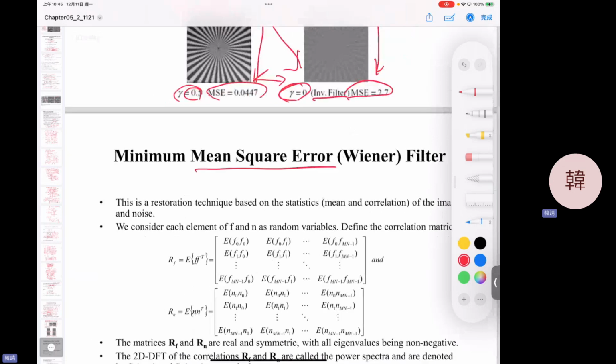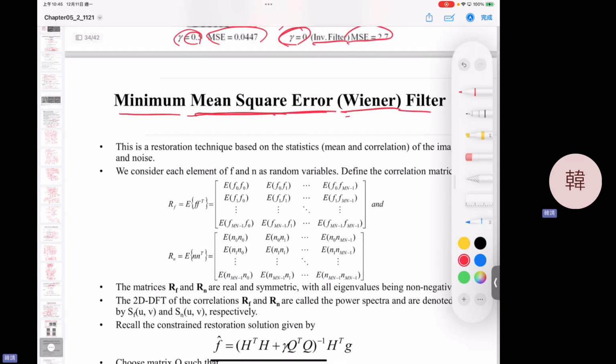We have another design called the minimum mean square error filter. You can also call it a Wiener filter. It goes back more than 30 or 40 years. How do we do that? Actually, it focuses on your signal to noise ratio. So it does not use a constant gamma. It depends on your signal to noise ratio. So how do you compare signal to noise? Actually, you can use a correlation matrix here.